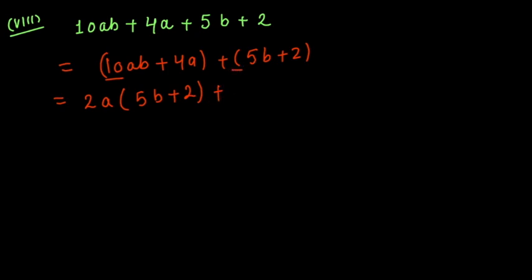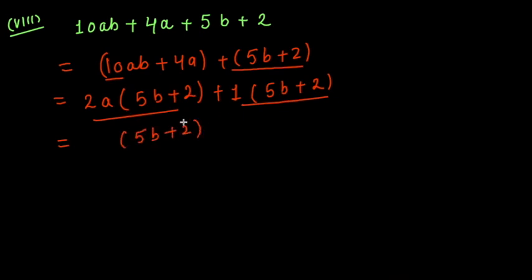Now here nothing is common. So I can write 1, as we know that 1 is a common factor of every number. What is common in these two terms? 5b plus 2. What are you left with? 2a plus 1. Right? So this is one way.